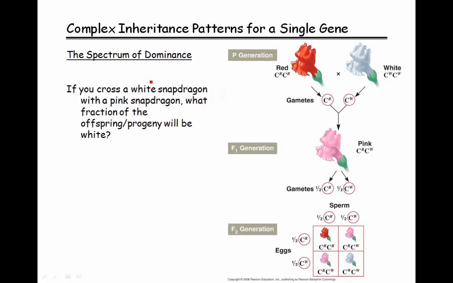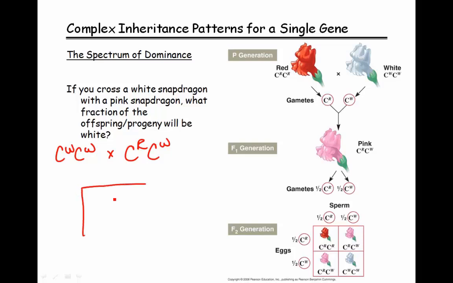We look at a question here and try to work out a cross with this example. If you were to cross a white snapdragon with a pink snapdragon, we want to know what fraction of the offspring or progeny will be white. Okay, so we want to first write our parents' genotypes. We've got a white snapdragon, which would be this genotype, and we're going to cross that white one with a pink one, which would be this genotype, and we want to figure out the fraction that's going to be white.